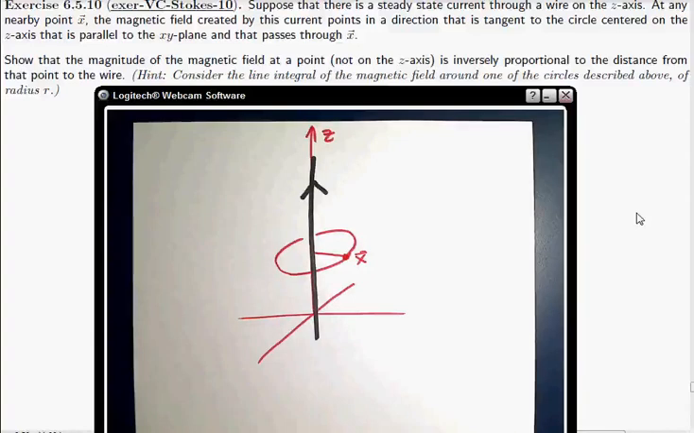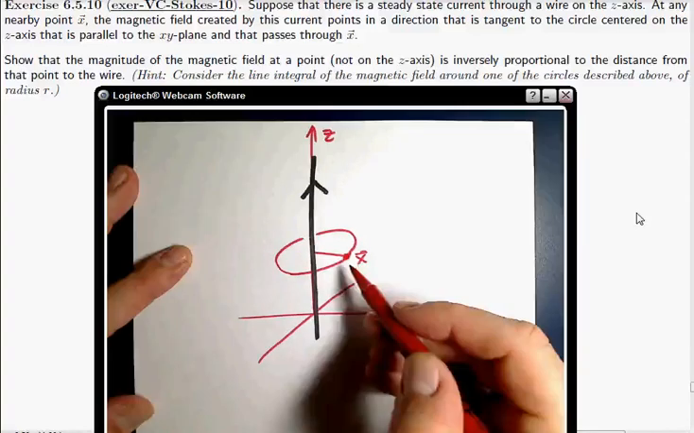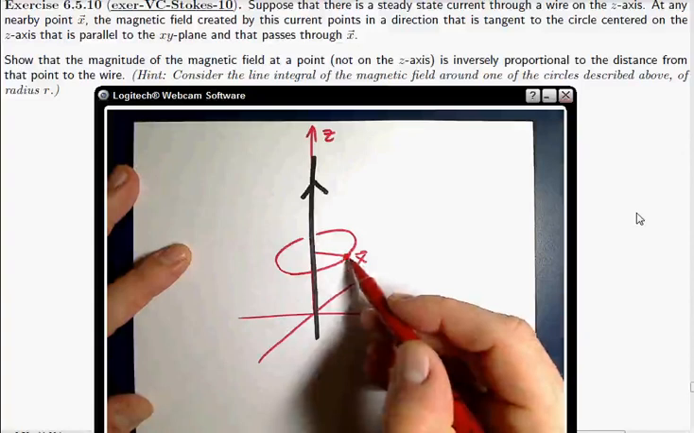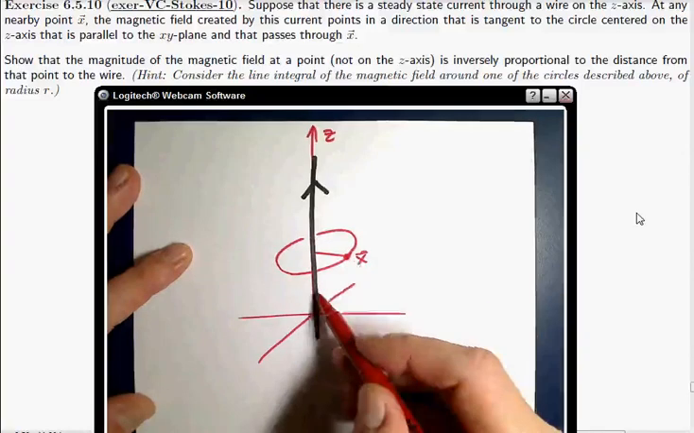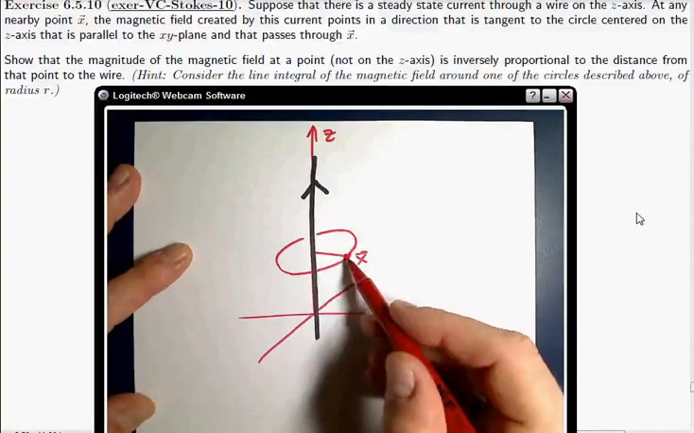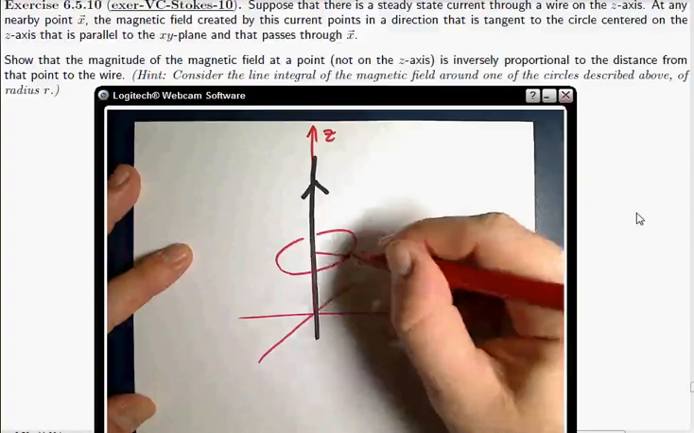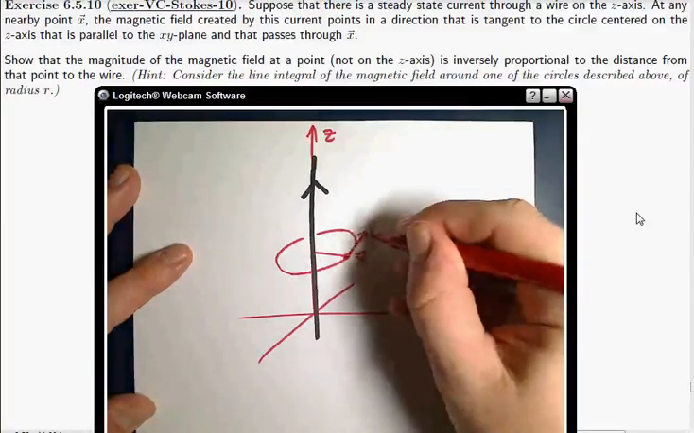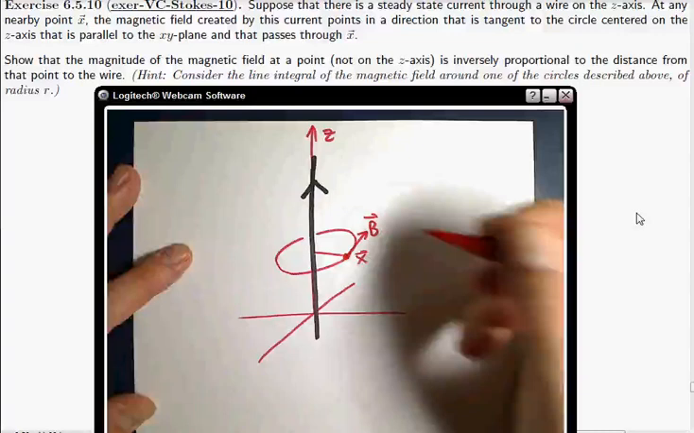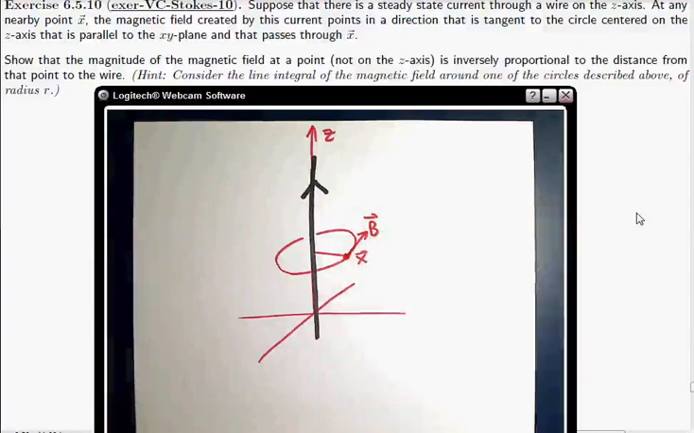Okay. So now the problem says, at such a point, the magnetic field created by this current points tangent to that circle. So the magnetic field is going to be that way. Is everybody on board? Okay.